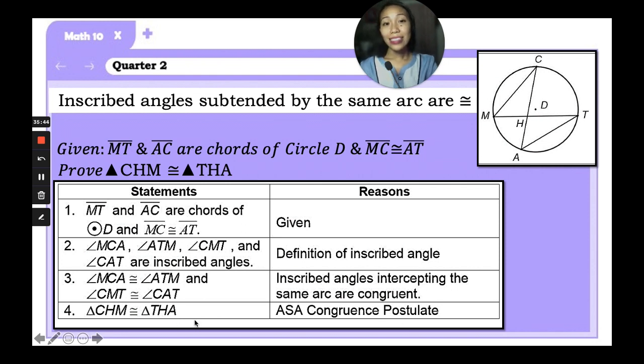And so lastly, we can express that our triangle CHM is congruent to our triangle THA. The reason for that is we have found an angle, a side, and another angle to be congruent. So these two triangles are congruent by the ASA congruence postulate. So we have two angles and an included side congruent. So we can say that these two triangles are already congruent.